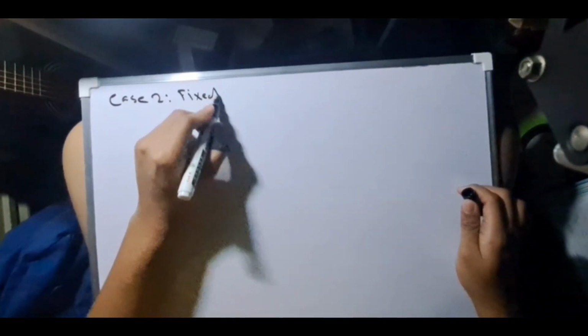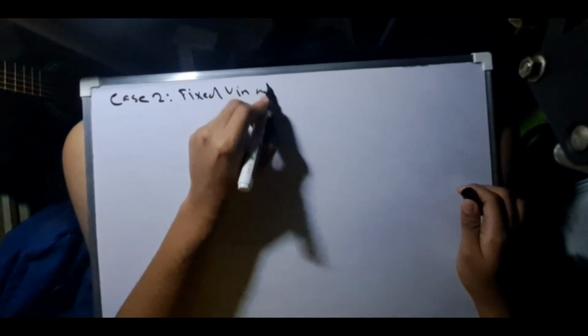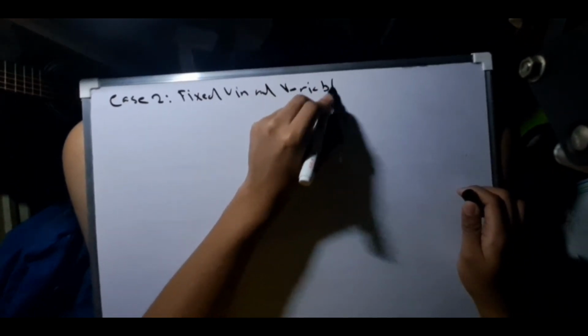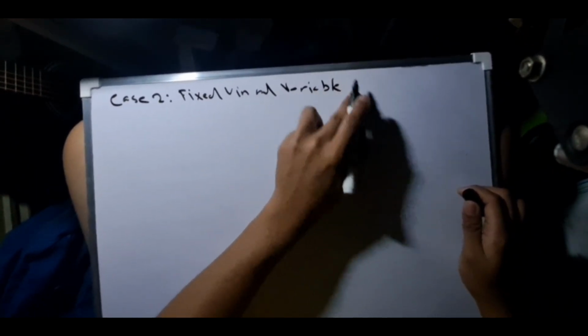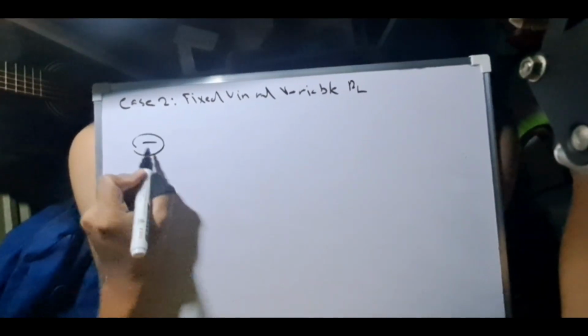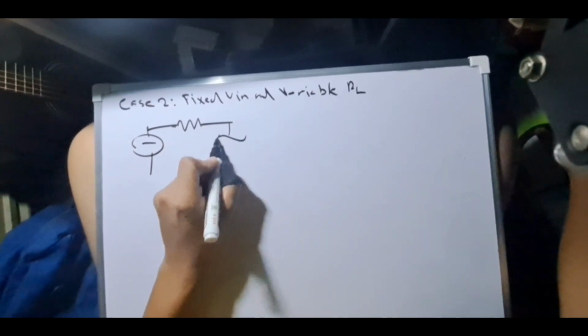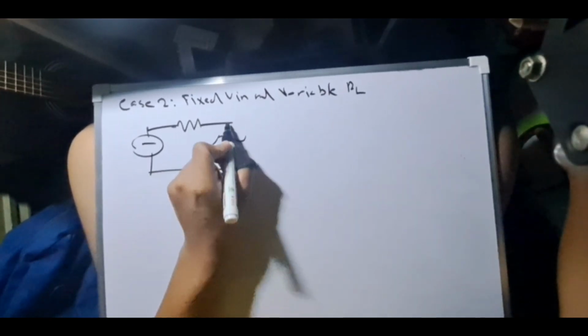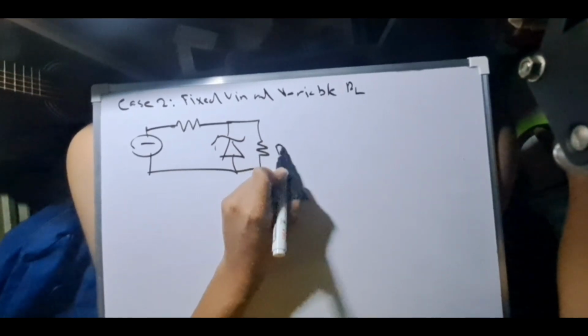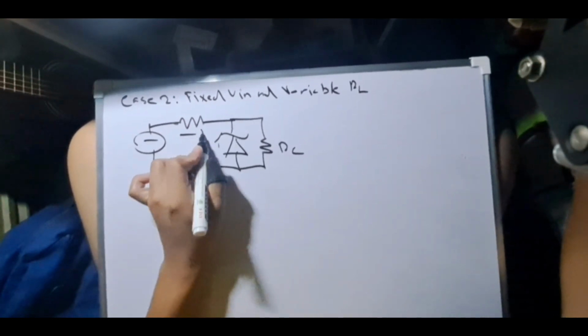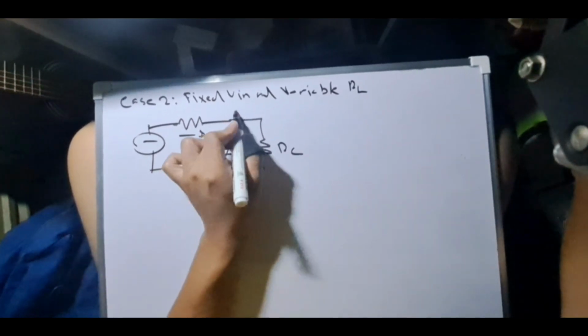So let's have the Zener diode case 2. Case 2 is where you have a variable resistor. So Vin is still fixed, and VL and IRL are variable. The problem here is the circuit with the Zener, so let's follow the protocol for when the current is like that.